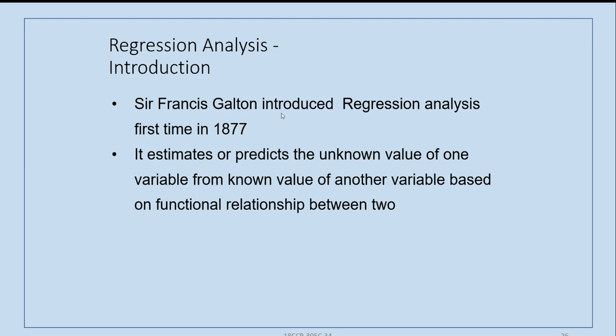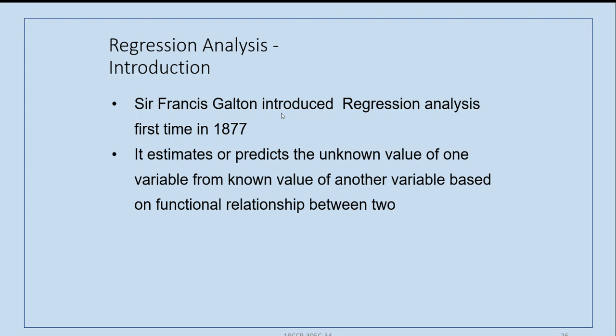Independent value is always given in the problem. Independent value is given, and we have to estimate, we have to calculate the dependent value. Like this, we have to do the regression analysis. It estimates or predicts the unknown value. Predicts means we have to calculate the second value of one variable from a known value of another variable. Known value of another variable means it is independent.